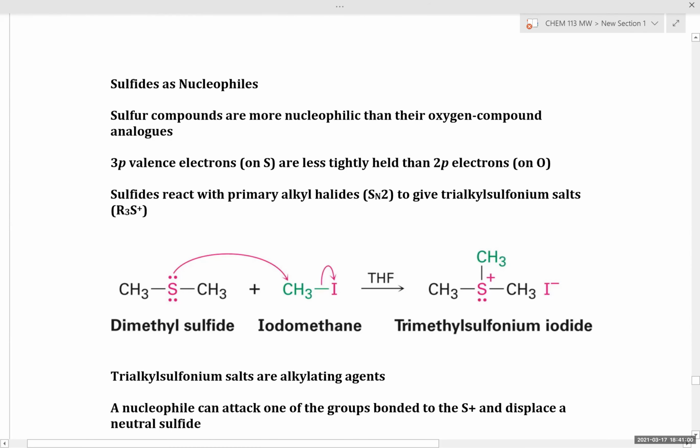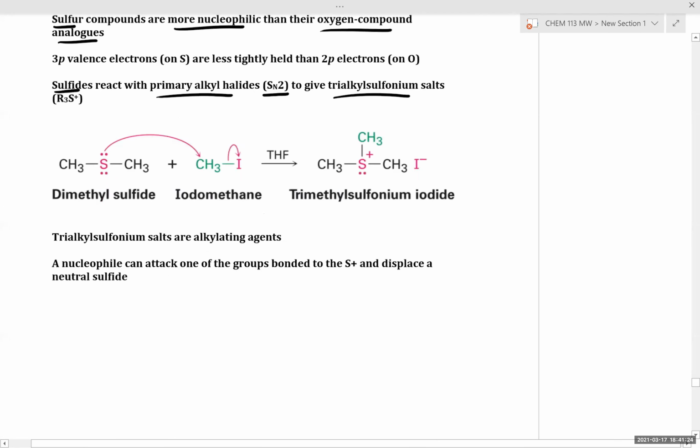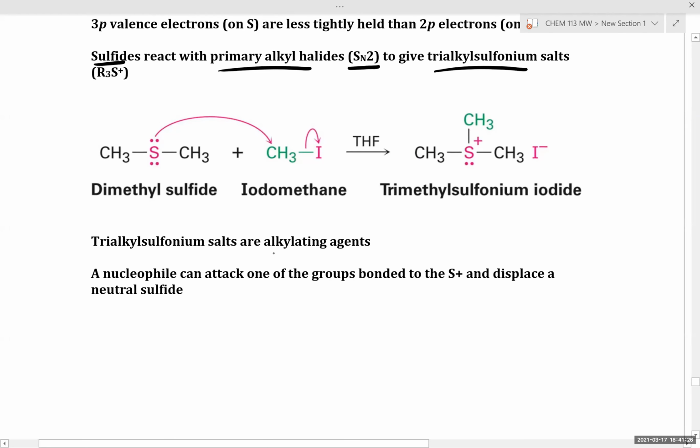So sulfides are not the best nucleophiles. Sulfur compounds in general are more nucleophilic than their oxygen compound analogs. So as a result, we can take sulfides and react them with primary alkyl halides via an SN2 mechanism to give trialkyl sulfonium salts. These sulfonium salts are great alkylating agents, and a nucleophile can attack one of the groups bonded to the sulfur atom and displace a neutral sulfide.